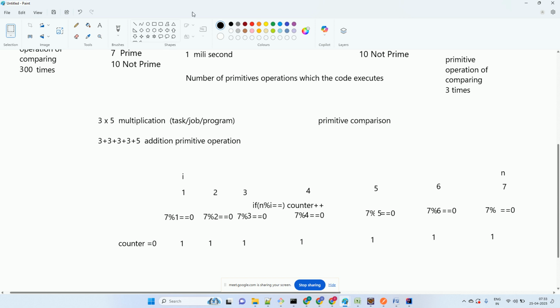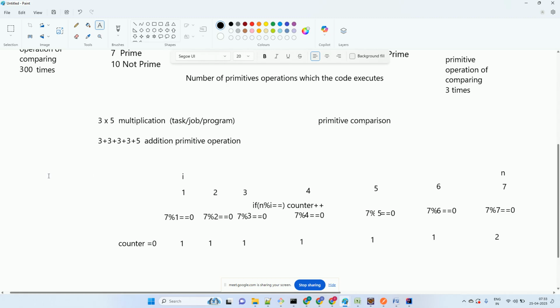We'll not take it specifically. We'll put it into a formula. Now 7 mod 7 gives me 0. Yes, and my counter will increment by 1. It becomes 2. So my question is, how many times have I done the comparison activity? N times. If n is 7, then 7 times.